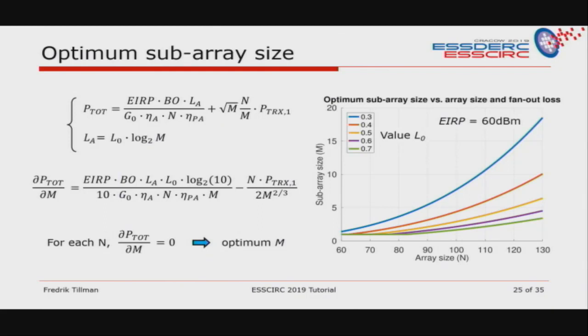It's also quite visible that when you increase the loss factor in the subarray, the subarray size will of course have to be smaller in order to have an optimal system, because the more you split the signal, the more you lose. And if you have large subarrays, you will split a lot. Therefore, that will be penalized. So that illustrates the difference between the curves.